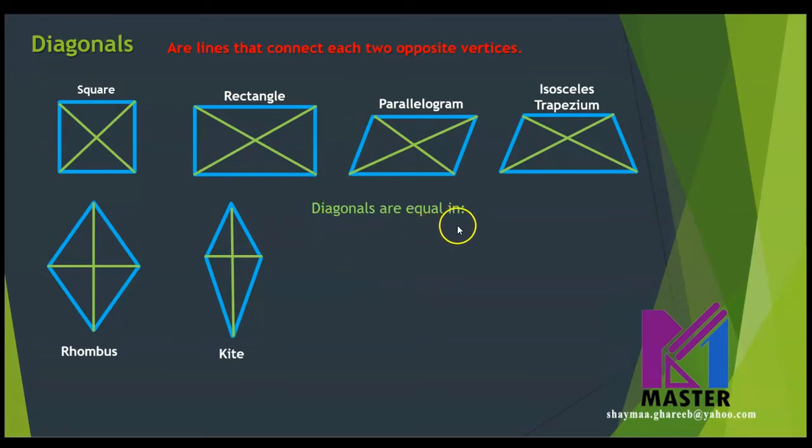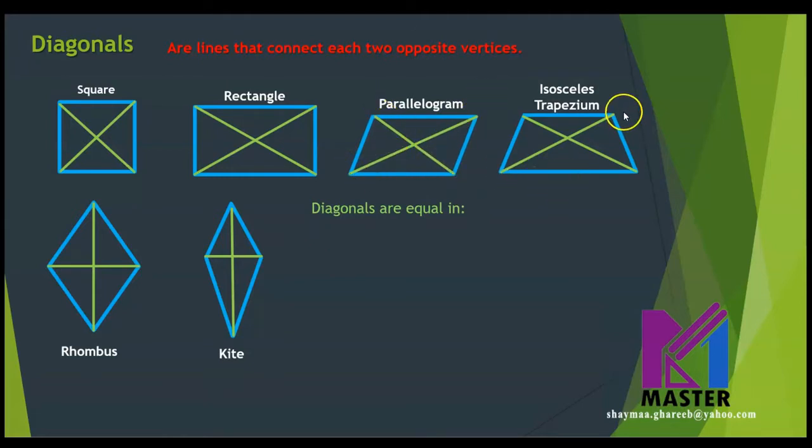Diagonals are equal in which of these quadrilaterals? Let's start by the square. Look at the first diagonal and the second diagonal. Are they equal? Yes, they are exactly the same length. What about the rectangle? Look at these 2 diagonals. Are they equal in length? Yes, exactly. What about the parallelogram? This is a diagonal and this is another diagonal. Are they equal in length? No. This one is shorter than this one.